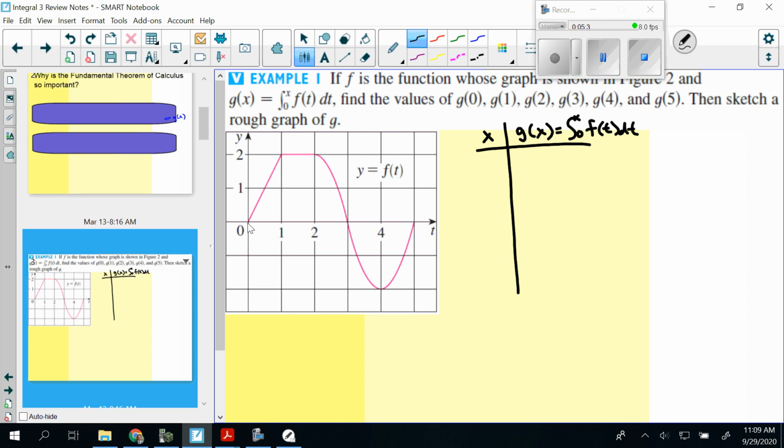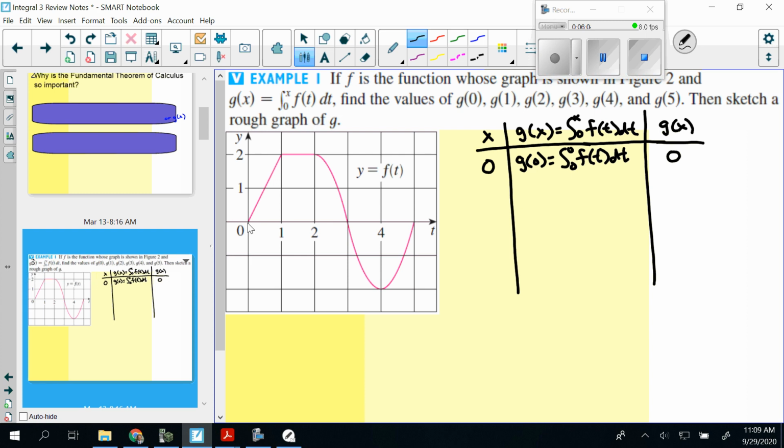All right, so let's start with what would we get if we did 0? Well, that would end up being g at 0 equals the integral from 0 to 0 of f of t dt. Well, we know from integral properties, anytime your upper and lower bound are the same, you are not accumulating any area. And so what we know here then is that our g of x here is going to just equal 0.